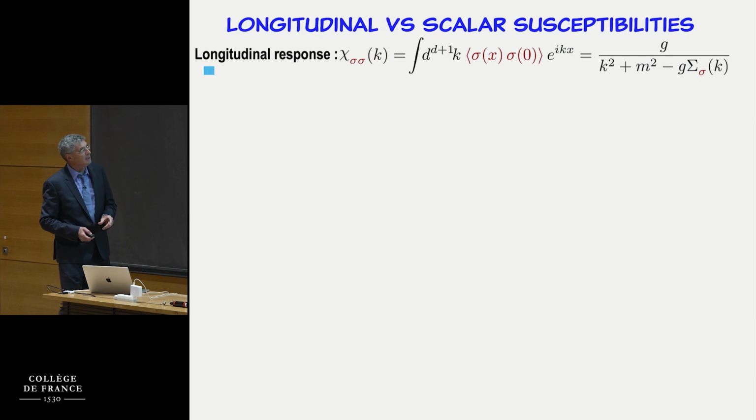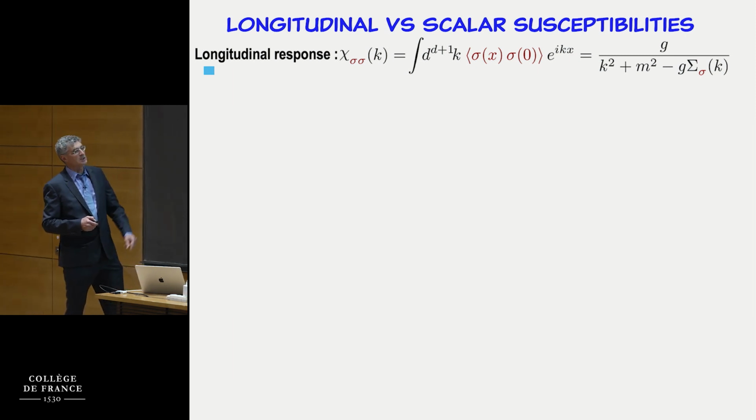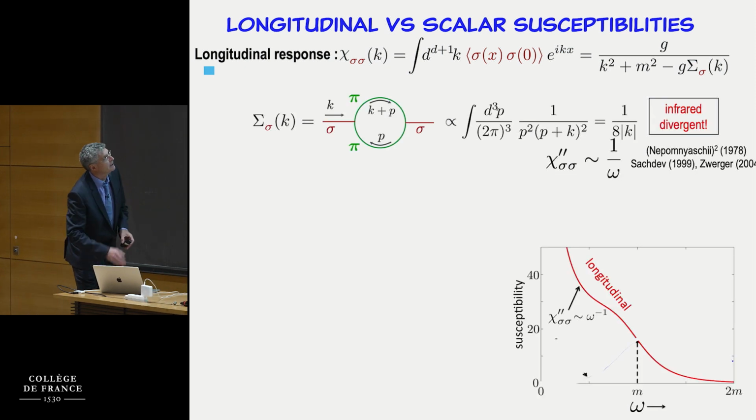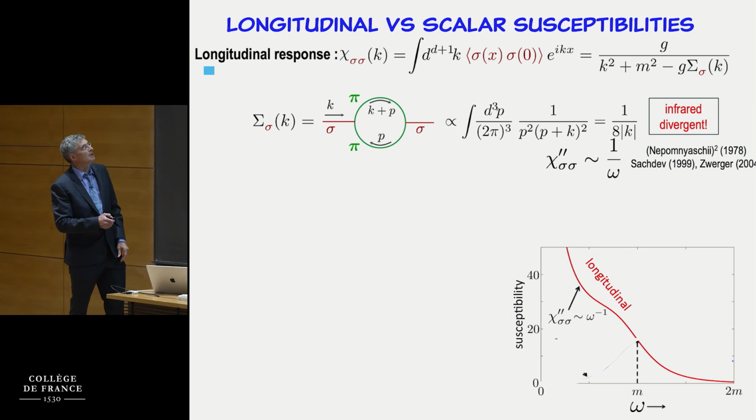One can ask, let us calculate sigma sigma. This is the longitudinal response function. It has a Green's function, it has a self-energy, and the self-energy is simply given in terms of this bubble. It has the sigma pi squared I described. If you evaluate this bubble in 2 dimensions, so this is 2 plus 1 dimensions, it goes like 1 over k, or if you analytically continue, 1 over frequency. So if you look at the spectral function, it diverges at low frequencies.